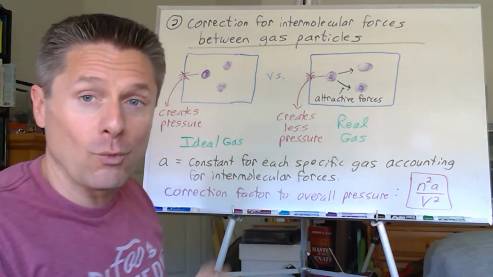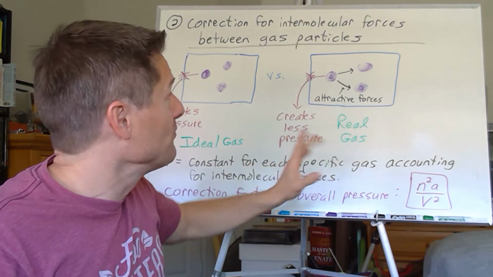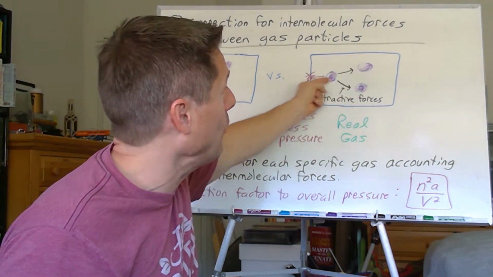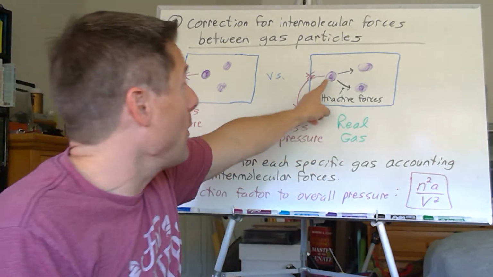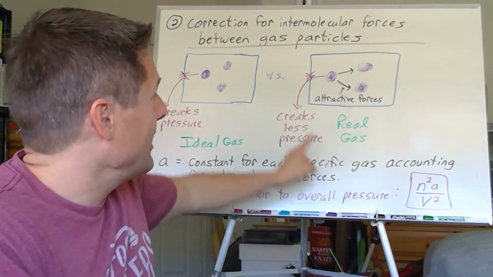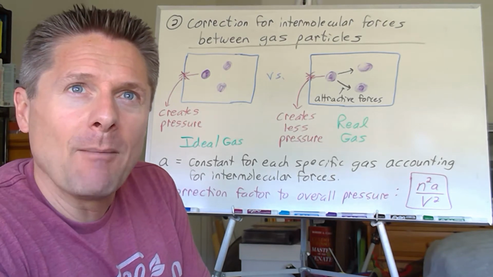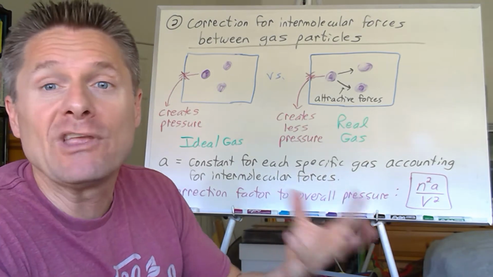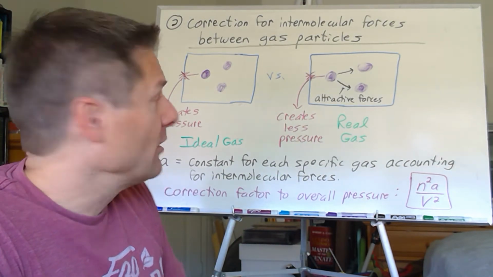But if we account for the real gas, and that one again is heading to the wall to strike and create pressure, but if we allow the fact that there are attractive forces, these two will actually pull this one back away from the wall a little bit. So it won't hit with as much impulse as it would have. So it creates less pressure than you think. So if you account for real gas behavior, the pressure is actually less than what we would get if we assumed ideal gas behavior.